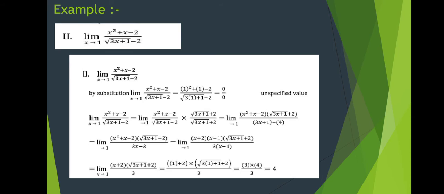Up here factorize the first part, the first bracket هيبقى x plus 2 x minus 1 والsecond bracket اللي هو في root زي ما هو over 3 common factor x minus 1. Cancel x minus 1 with x minus 1 and we remainder x plus 2 times root 3x plus 1 plus 2. Substitution for x equal 1, we get here 3 times 4 over 3 equals 4.